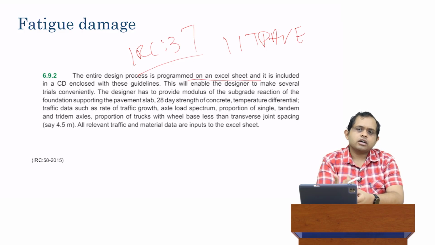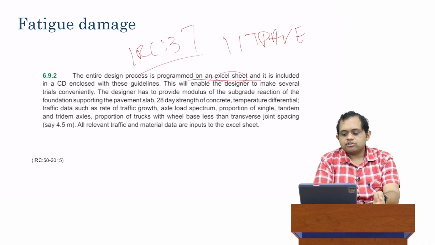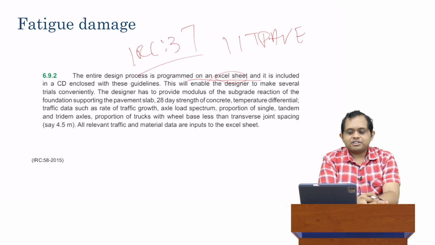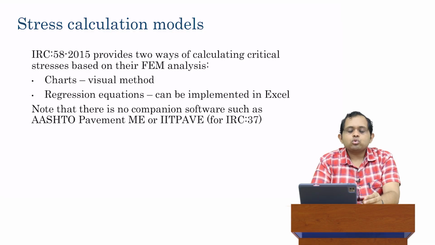So if you buy the code, or if you go to a library which purchased the code, there's actually a CD which comes with it. The CD has an Excel sheet or a spreadsheet which does a lot of calculations. How can you run a finite element program using an Excel sheet? It's a good question. And the answer is that actually there are two methods.